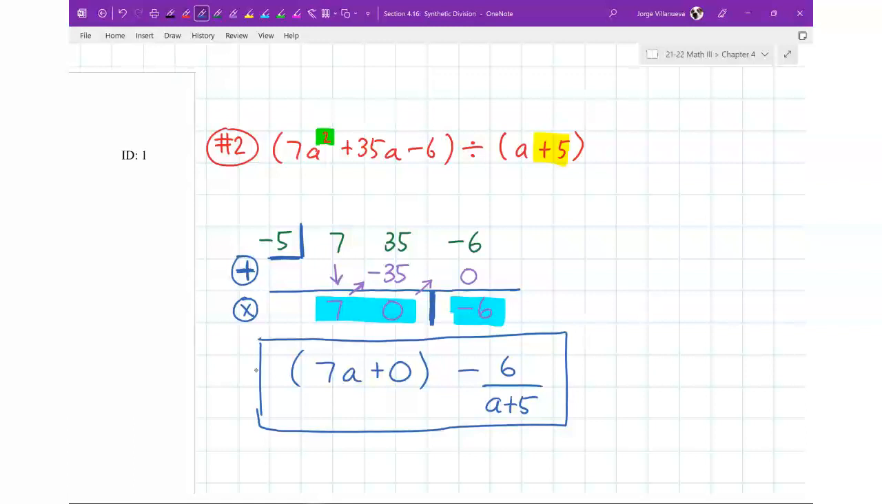In order to label your answer, you're going to start with the 7 and the 0. You can see the ones in blue highlights, 7 and 0. Since we started with an a squared, that's what I highlighted in green, then your answer needs to be 1 degree lower. So instead of a squared, I'm going to go a to the first. So I'm going to write 7a to the first plus 0, because after the a to the first, there's no letters after that. And then minus my remainder over what I was dividing by, right? A plus 5. So negative 6 over a plus 5. And that's my answer for number 2.